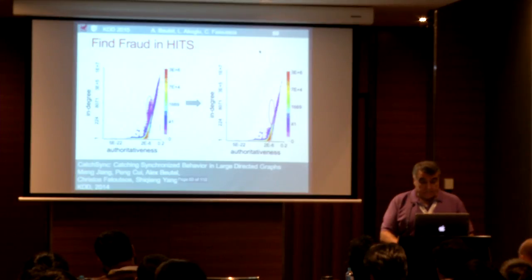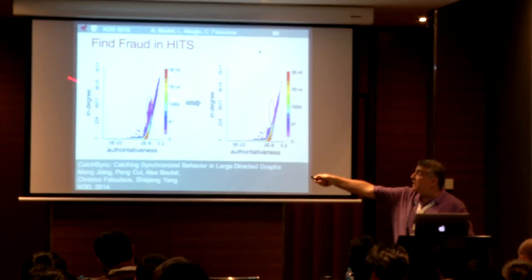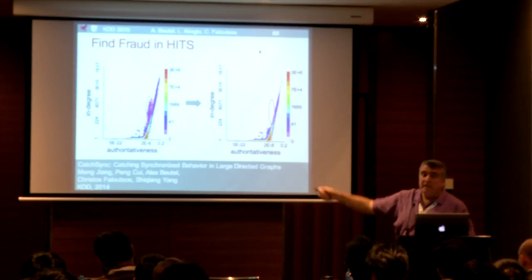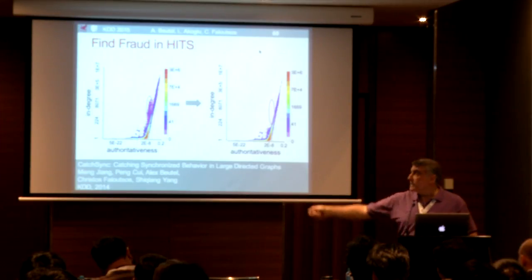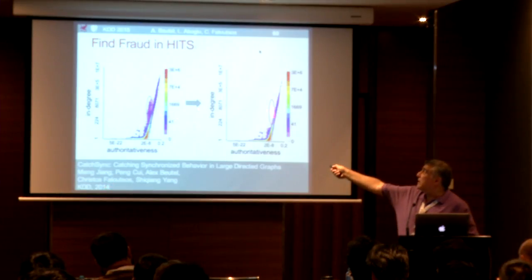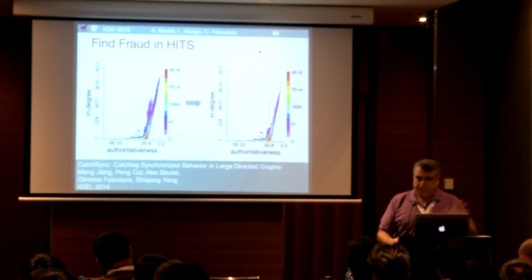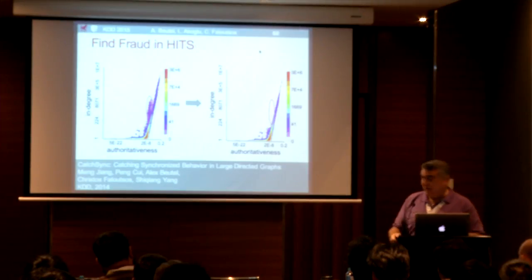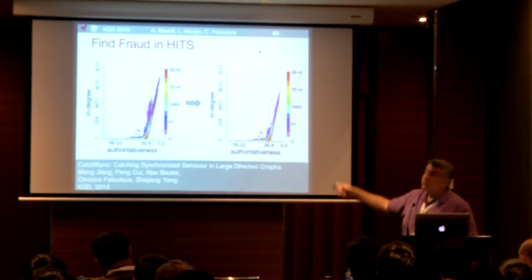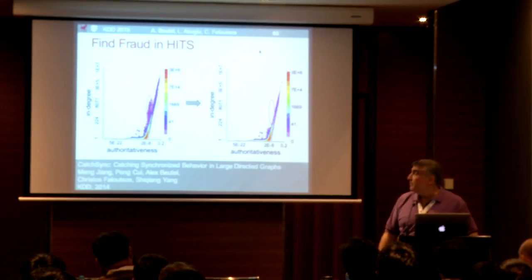The same happens for the other plot, the in-degree versus authoritativeness plot. We see there is a J shape, the hockey stick shape, but there are some things sticking out. The CatchSync algorithm, KDD 2014, blanks them out and says they're all suspicious, don't ignore them. Once we ignore them, we see a cleaner hockey stick shape.